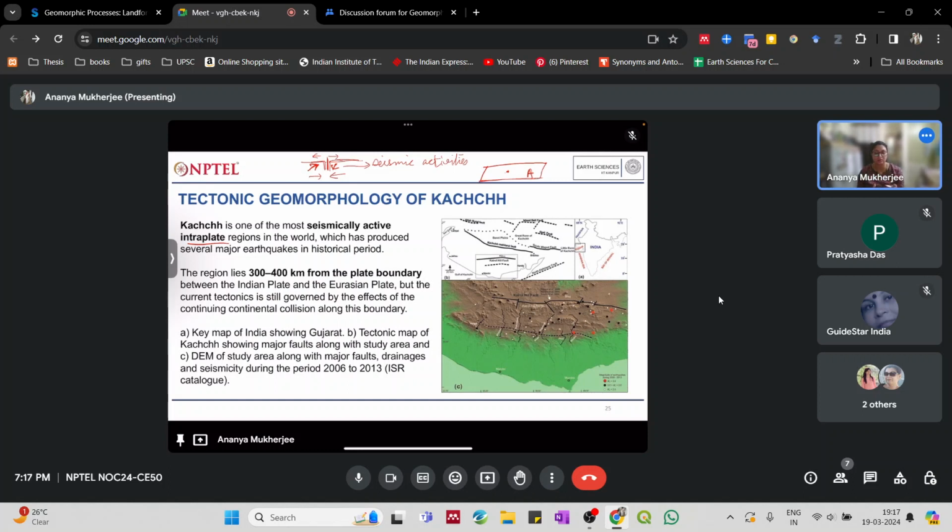And as we saw, we are calling it an intraplate region because it actually lies 300 to 400 kilometers away from the plate boundary between the Indian and the Eurasian plate. Okay, so as you know, this area you can say is the plate boundary between the Eurasian plate and the Indian plate, and the Kutch area is actually situated here. So the distance is much greater.